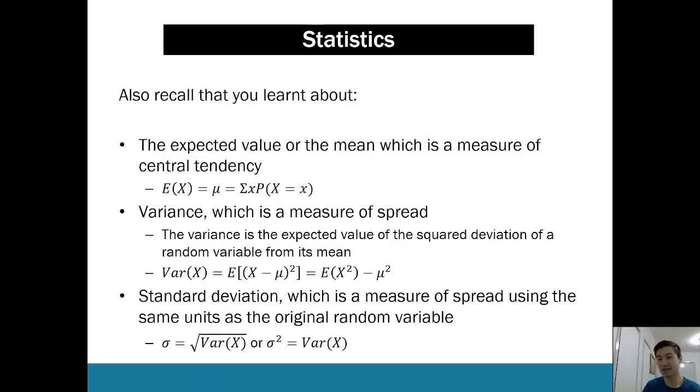And you also learn about standard deviation, which is the measure of spread using the same units as the original random variable. Remember here in variance, we had to square the deviances, which is what you get when you subtract the number from the mean. But in order to compare it with the same units as the original variable, because we squared it, we need to reverse what we did, so we will square root it. So when you square root the variance, you'll get the standard deviation.